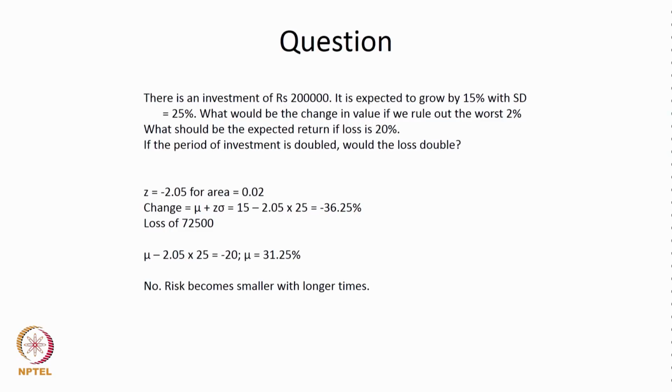If the period of investment is doubled, would the loss double? No, risk becomes smaller as we move along with longer times. Therefore, if the period of investment is doubled, the standard deviation does not get doubled. So, the risk becomes smaller as we increase, and therefore, the loss would be less than double the value. So, these are some examples to study the normal distribution, to understand the standard normal table, to understand the z values, and to use them to solve some simple problems with the assumption of the normal distribution.